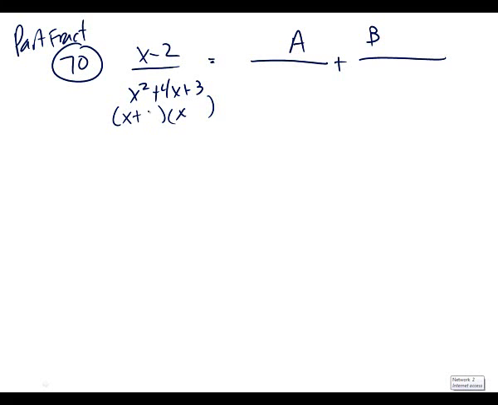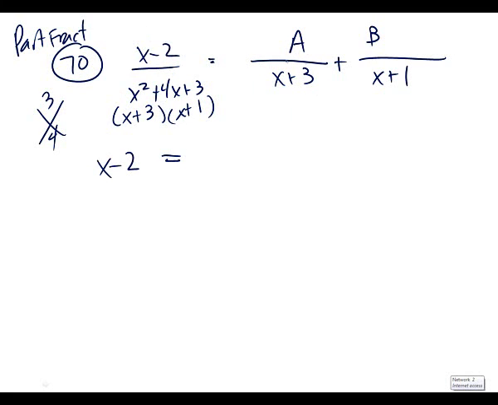X plus a number. X plus 3, thank you. X plus 1. Okay. So now we multiply by the missing parts of the denominator. So this one we just get x minus 2.